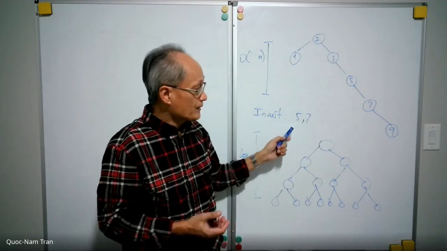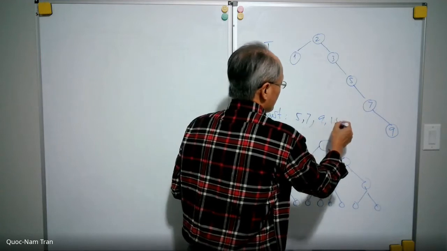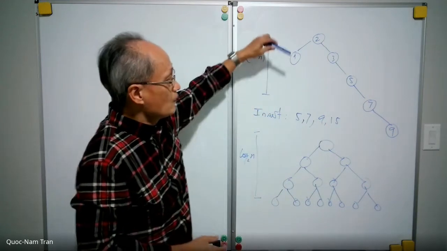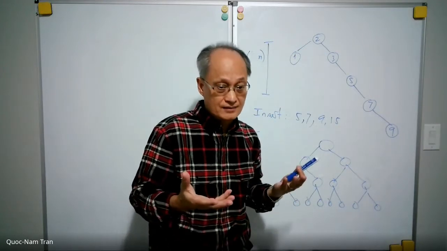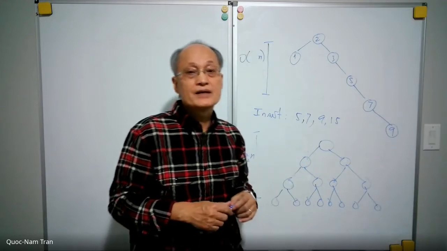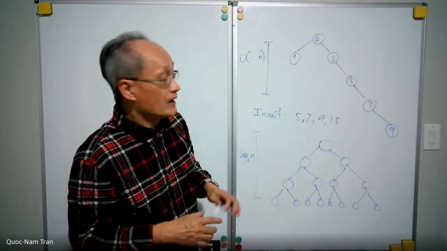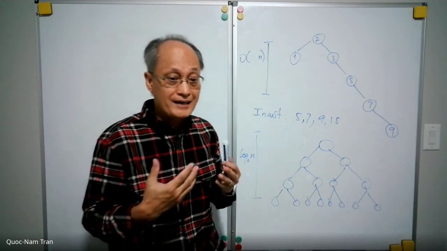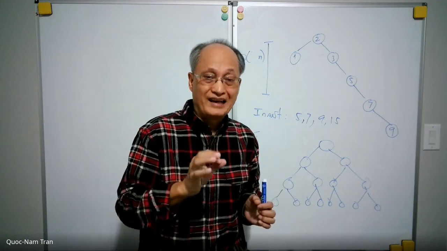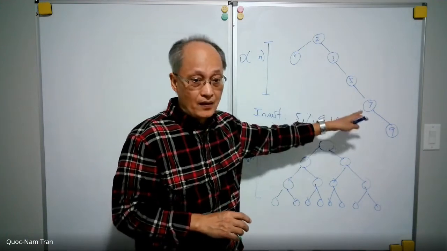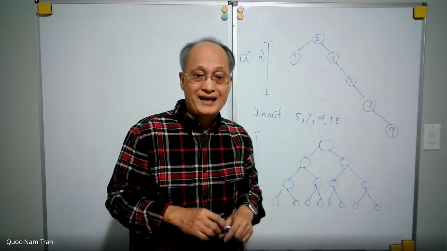For example, in this case, if we keep inserting 5, 7, 9, or 15, etc., then we destroy the balancing of the tree. So that's the motivation for having what we call the red-black tree. So what is a red-black tree? A red-black tree is a binary search tree in which we use two colors, red and black, to color the nodes. And we use that to help us keep the tree balanced.